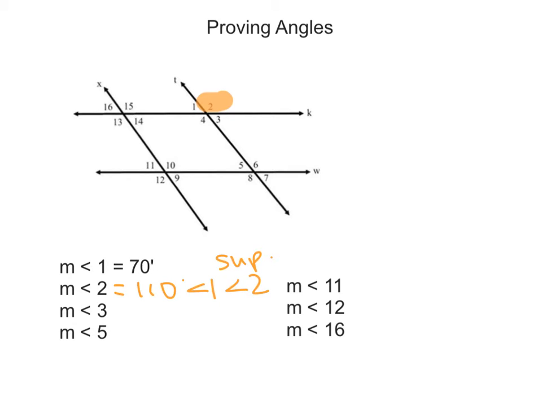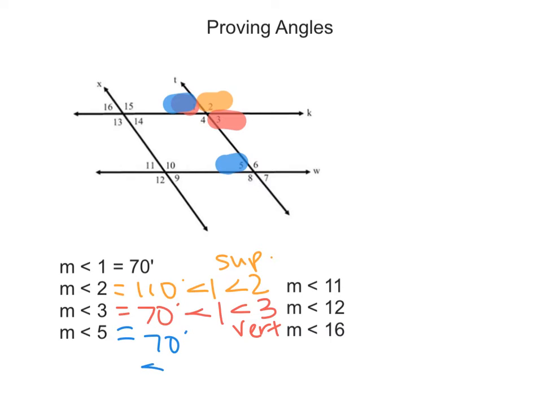Then I could look at angle 3, and I can see that angle 3 is across from angle 1, which makes them vertical, and vertical angles are equivalent. So I know that angle 3 is 70 degrees because angle 1 and angle 3 are vertical. Then I can look at angle number 5, and I can see that that sits in the same position, which makes it a corresponding angle. And corresponding angles have the same measure. So angle 5 is also 70 degrees because angle 1 and angle 5 are corresponding. You could also at that point say that angle 3 and angle 5 are alternate interior angles, which also have the same measure. Either one of those justifications will work.